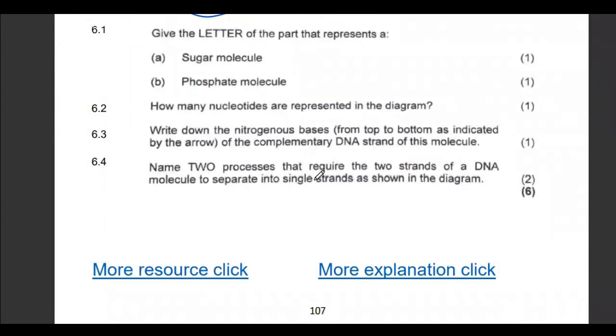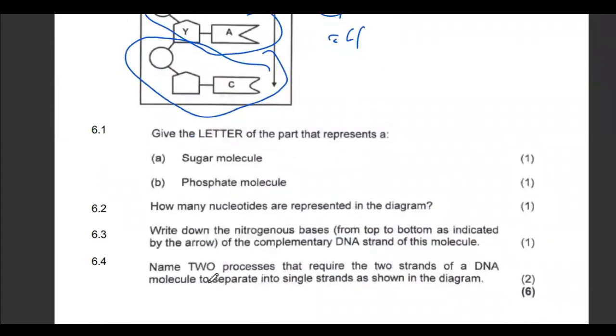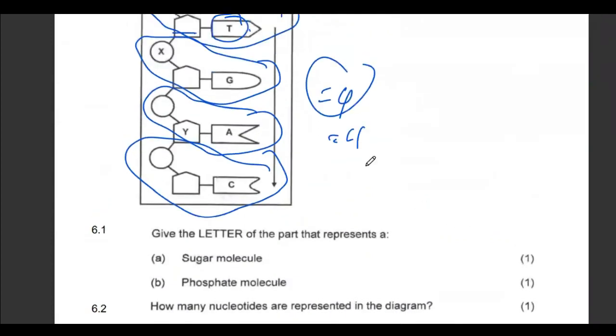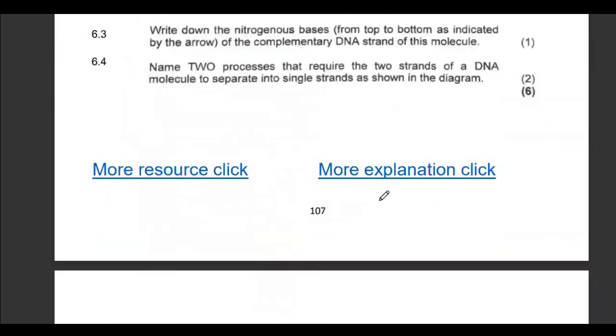Write down the nitrogenous base from top to bottom as indicated by the arrow, as the complementary base strand. This molecule here is just T, they're saying on DNA. Complementary, so they are not talking about converting it into RNA. Don't forget that A goes with T, and C goes with G. So whenever there is A, you put T. Whenever there is C, you put G. So basically, that's how it's supposed to be answered.